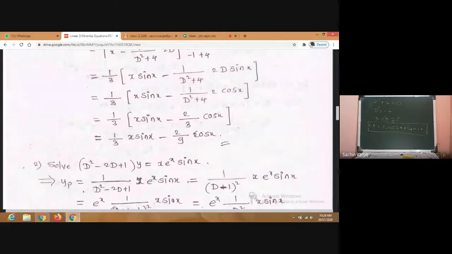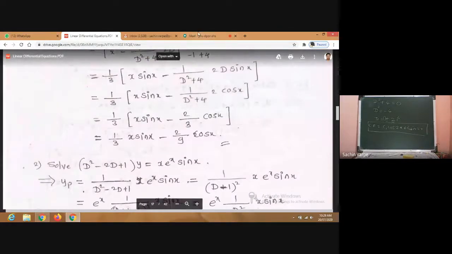So therefore the general solution is y is equal to CF plus PI, complementary function plus particular integral.